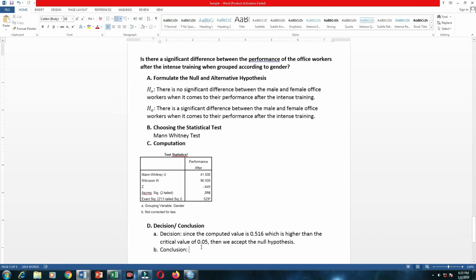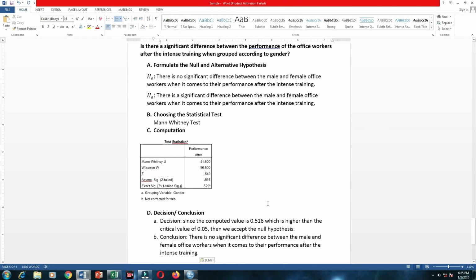Okay, so upon accepting the null hypothesis, that would be our conclusion. So the conclusion for this is there is no significant difference between the male and female office workers when it comes to their performance after the intense training. Okay, so we can say that both of the genders are performing well in this kind of job that they have.